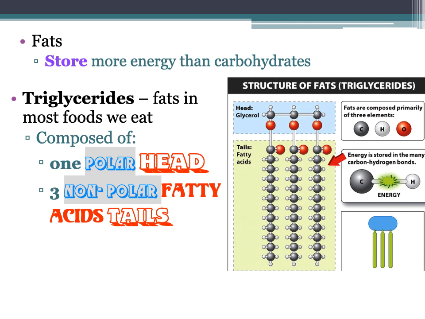Fats store more energy than carbohydrates, and they involve triglycerides, which are the fats in most foods that we eat. They're composed of one polar head and three nonpolar fatty acid tails. So look at the picture here. In the blue is the glycerol head, 3 carbons, joined to 3 long chains called fatty acids because they're acidic and they are fats.